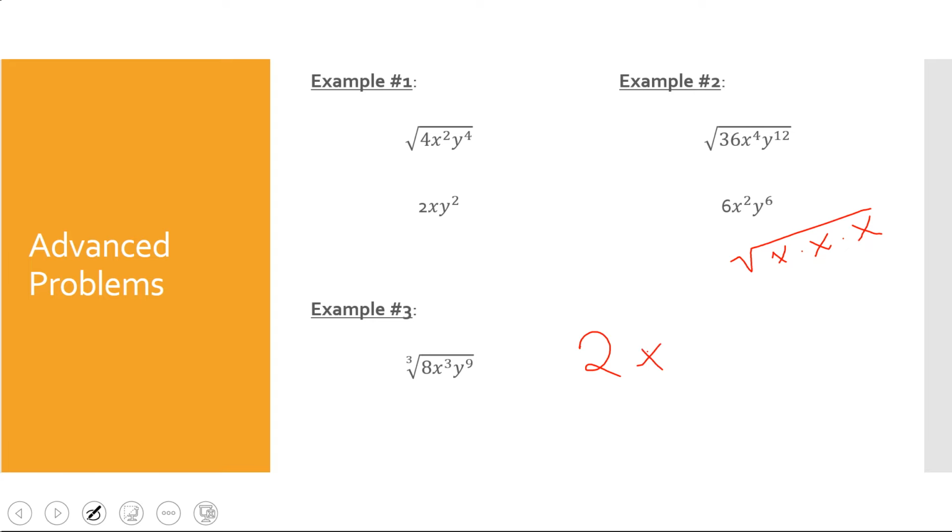Now with 9, I'm not going to write out all those 9s because that's just crazy. We've got y to the 9th, and how many groups of 3 does that make? Well, that makes 3 groups of 3, so I get y to the 3rd. And just like before, a quick kind of cheat is that you could say, okay, what's 3 divided by 3? Well, that is going to be 1, which we just don't write the 1 as an exponent. And 9 divided by 3 is 3, which gives us that y to the 3rd.